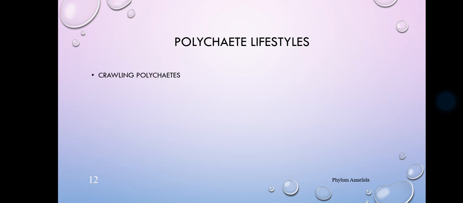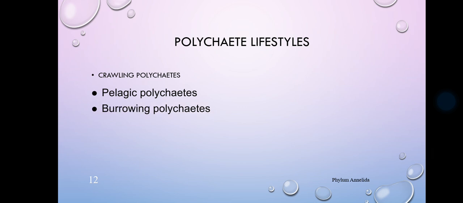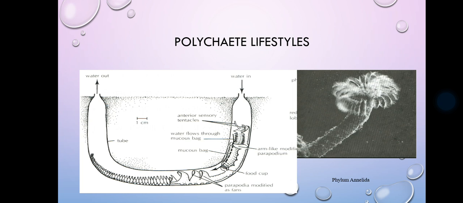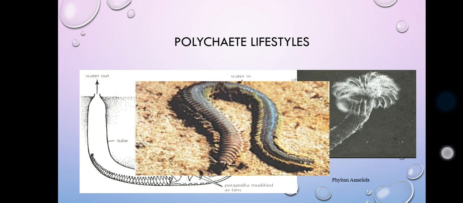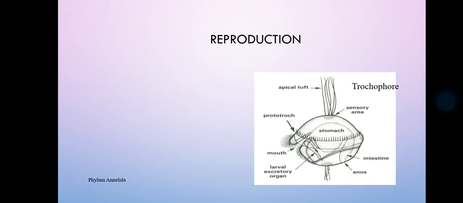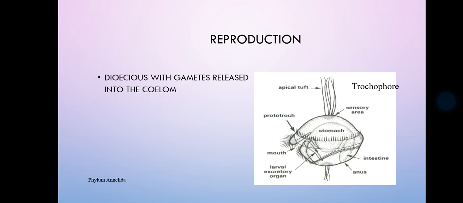Polychaete lifestyles: crawling polychaetes, pelagic polychaetes, burrowing polychaetes, tube-dwelling polychaetes. This is a tube-dwelling polychaete. And reproduction: apical tuft, prototroch, mouth, larval excretory organ, stomach, anus, intestine, sensory area, trochophore. Dioecious, with gametes released into the water.